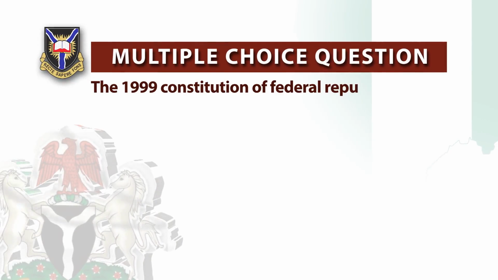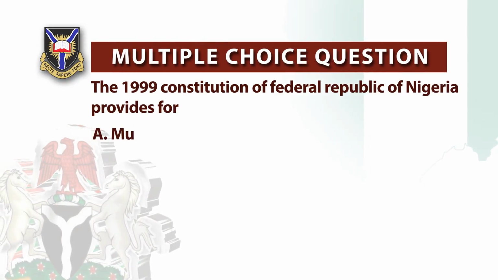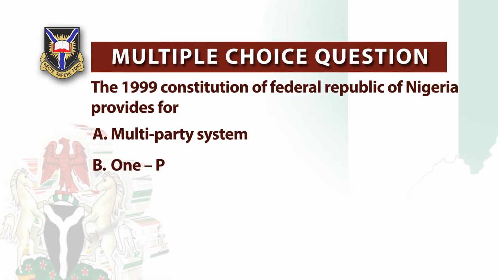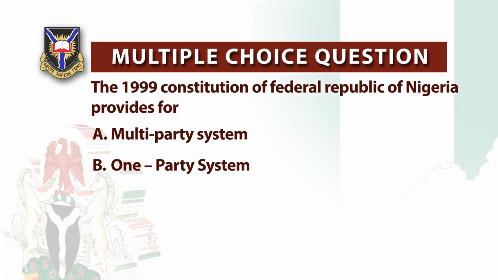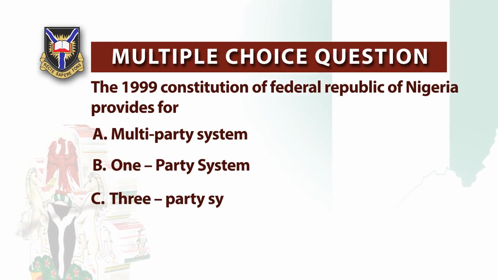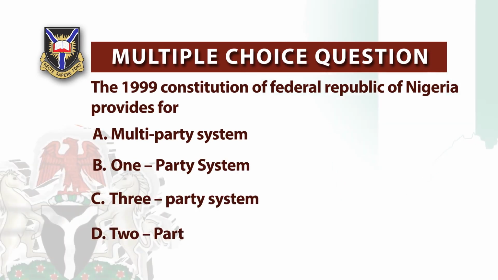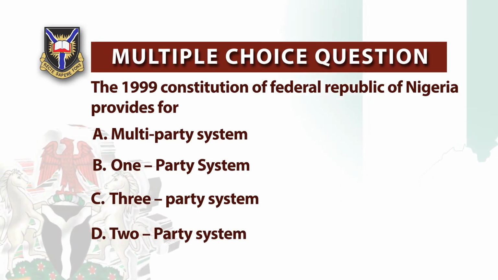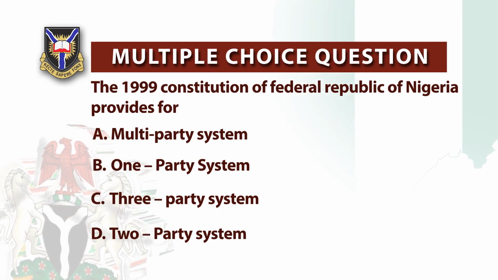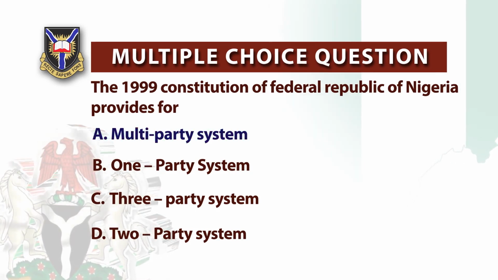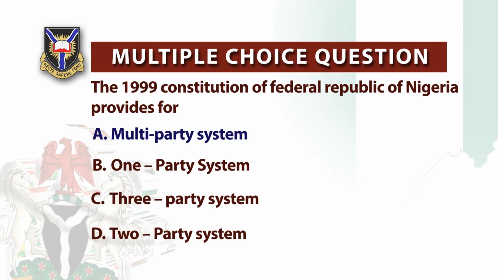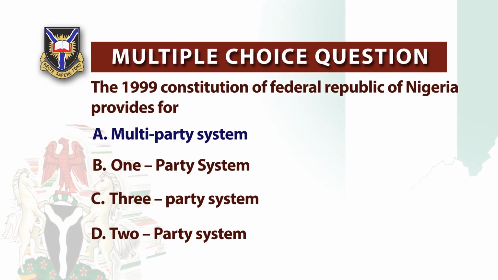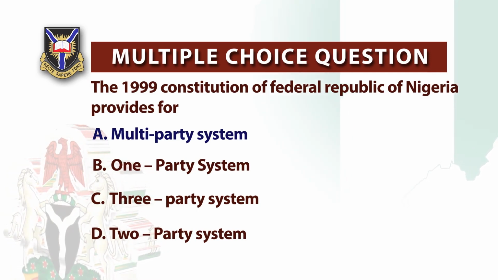Let's answer this multiple choice question. The 1999 Constitution of Federal Republic of Nigeria provides for option A, multi-party system, option B, one-party system, option C, three-party system, option D, two-party system. Feedback on the multiple choice question answer. The correct answer is A. If you choose B, C, and D, then you'll be incorrect because a multi-party system is being provided in the 1999 Constitution of the Federal Republic of Nigeria.